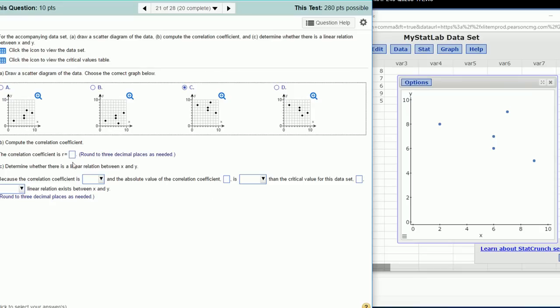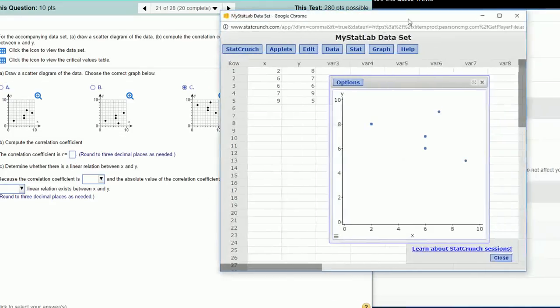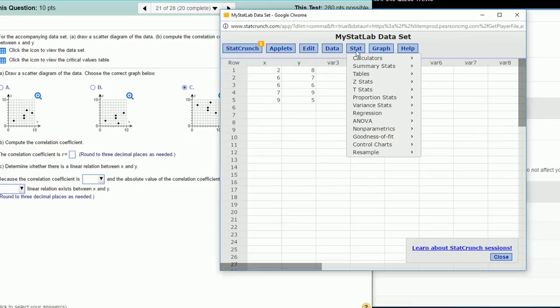Correlation coefficient is the next thing to do. Calculating that, that's under Stat.